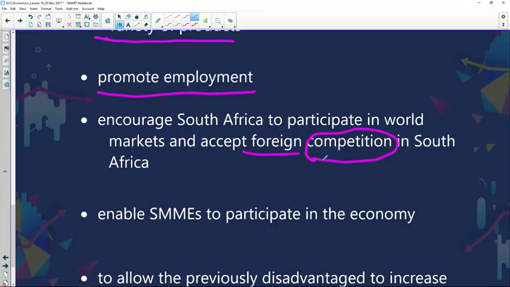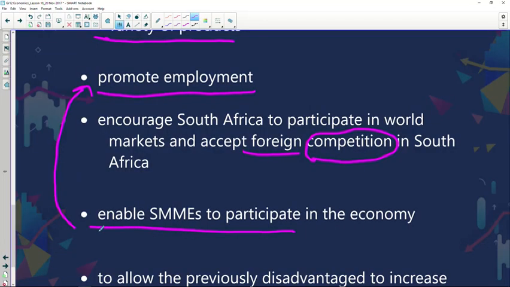And also to enable small and medium-sized enterprises to participate in the economy. We know that entrepreneurship has become so important in South Africa based on the fact that we've got such high levels of unemployment. So for lots of South Africans, the informal sector has helped ordinary consumers have some financial resources in order to purchase their consumer goods. So they end up starting their own small businesses. So it's important that this Act supports small businesses and gives them a platform to participate in the South African market space.